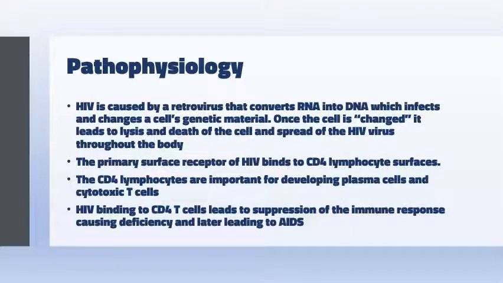Pathophysiology. HIV is caused by a retrovirus that converts RNA into DNA, which infects and changes a cell's genetic material. Once the cell is changed, it leads to lysis and death of the cell and spread of the HIV virus throughout the body. The primary surface receptor of HIV binds to CD4 lymphocyte surfaces. The CD4 lymphocytes are important for developing plasma cells and cytotoxic T cells. HIV binding to CD4 T cells leads to suppression of the immune system, causing deficiency and can later lead on to AIDS.